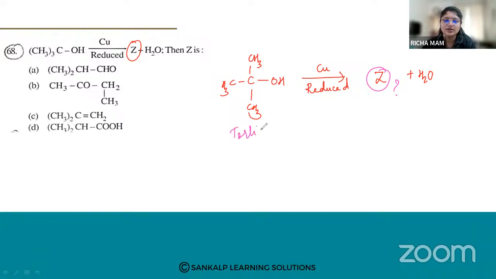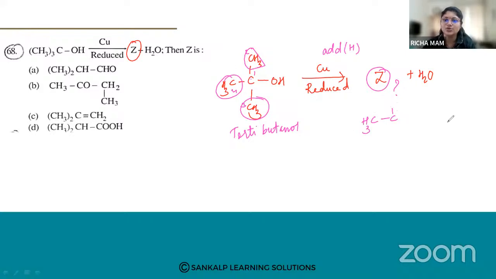So this is tertiary butanol. You have 1, 2, 3, and 4 carbons, and this is a tertiary carbon, since 1, 2, and 3 carbons are attached to it. So it is tertiary butanol. When you treat it with copper, copper is a reducing agent. So what are we going to do? We are going to add hydrogen. Reduction means addition of hydrogen.